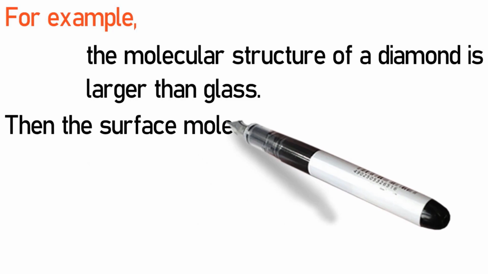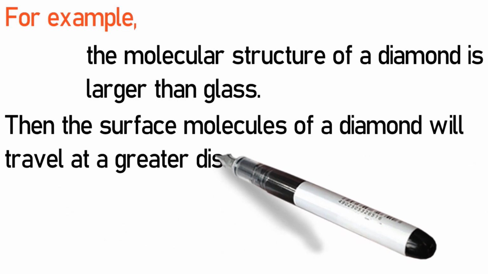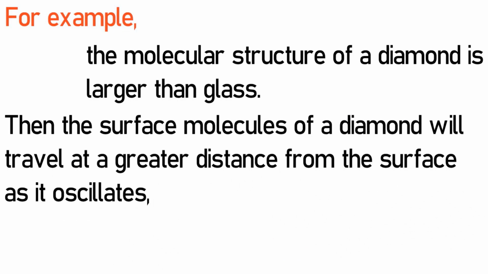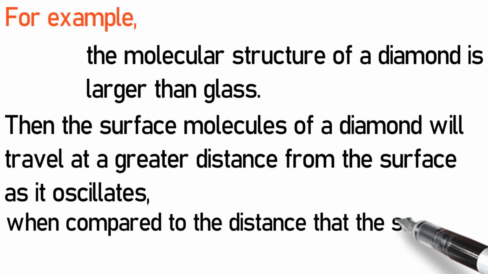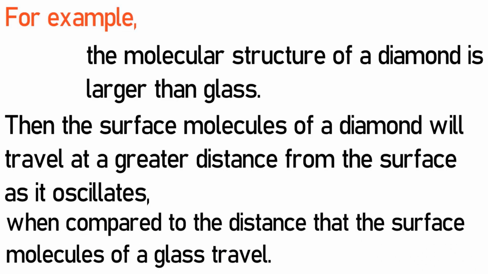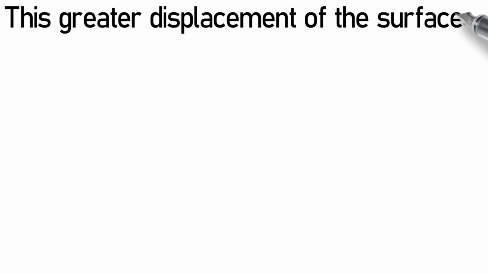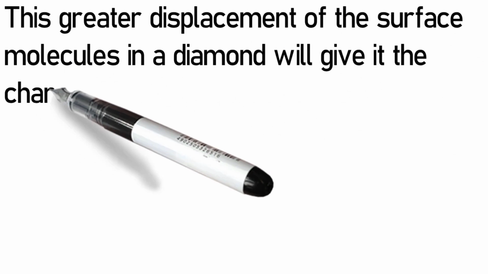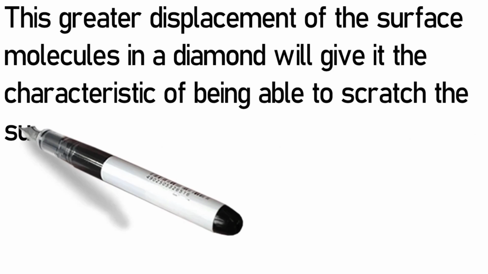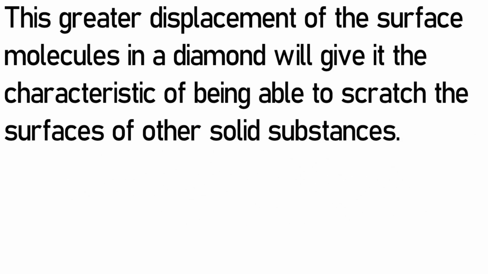Then the surface molecules of a diamond will travel at a greater distance from the surface as it oscillates, when compared to the distance that the surface molecules of a glass travel. The greater displacement of the surface molecules in a diamond will give it the characteristic of being able to scratch the surfaces of other solid substances.